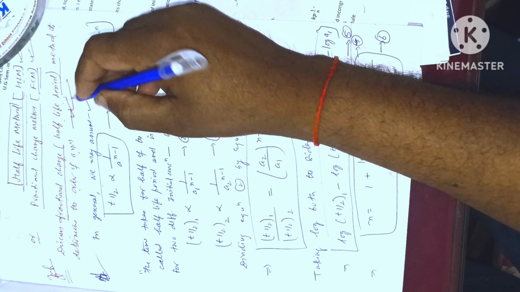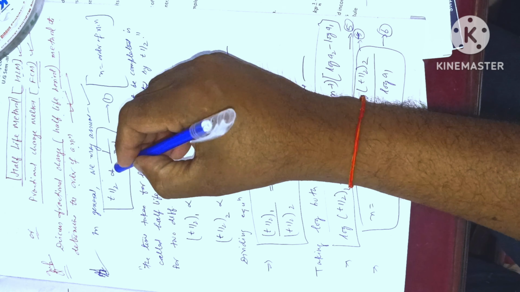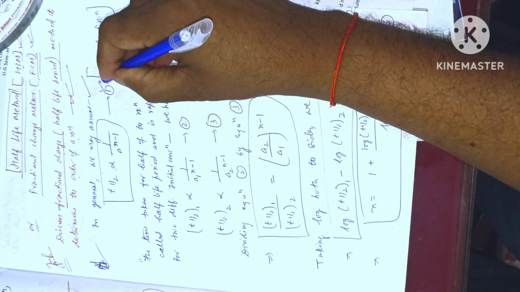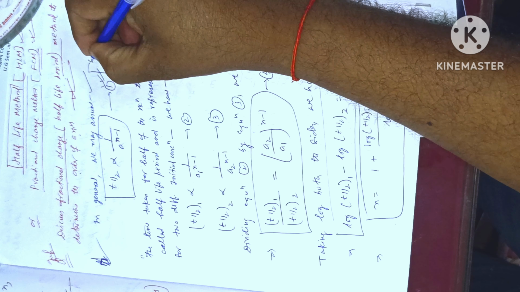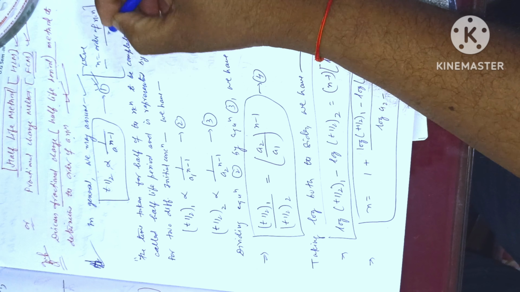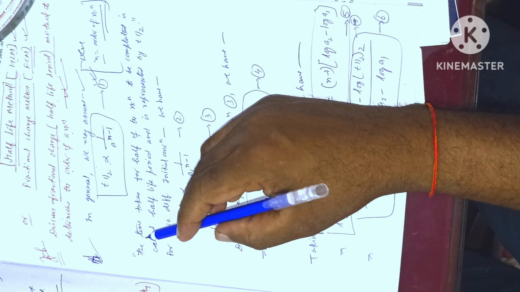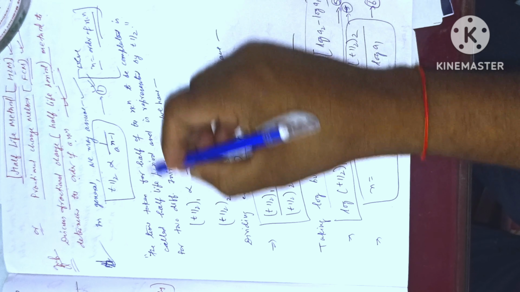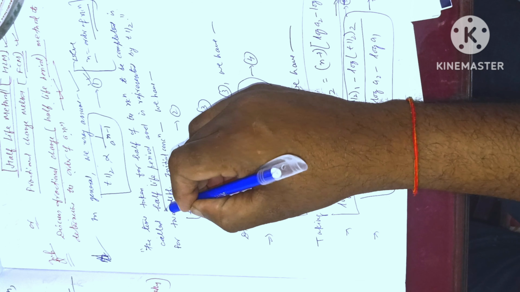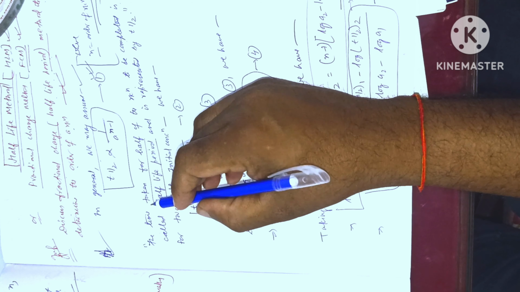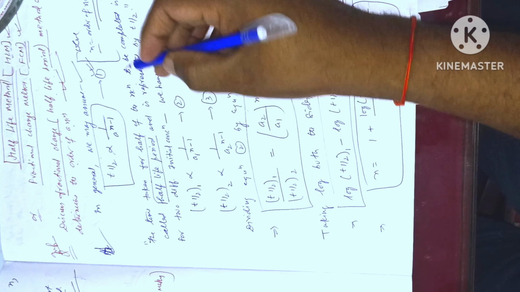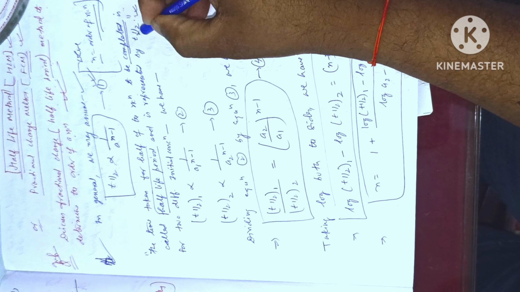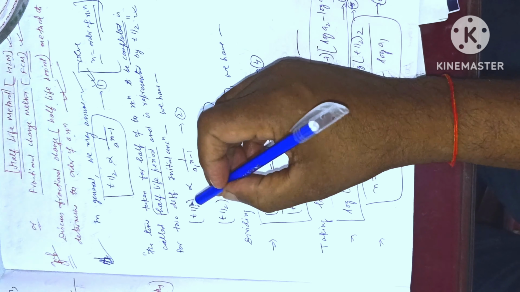In general, we may assume T half is proportional to 1 upon a to the power n minus 1, say equation number 1, where n is equal to the order of the reaction. That is, the time taken for half of the reaction to be completed is called the half-life period. Half-life period is nothing but the time taken for half of the reaction to be completed, and it is represented by T half, T 1 upon 2.